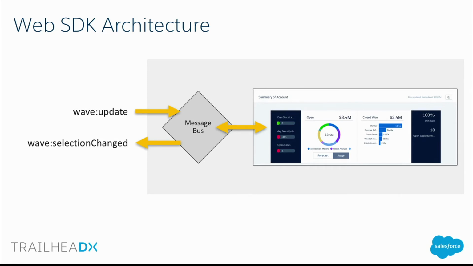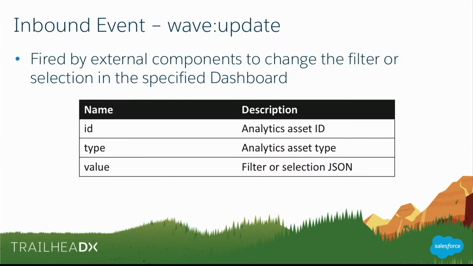And the second event is the Wave Selection Changed event. Now this event is fired by the dashboard component to notify that the selection has changed. If you notice, both these events use the same communication channel to interact with the dashboard. Now let's look at each of these events in detail.